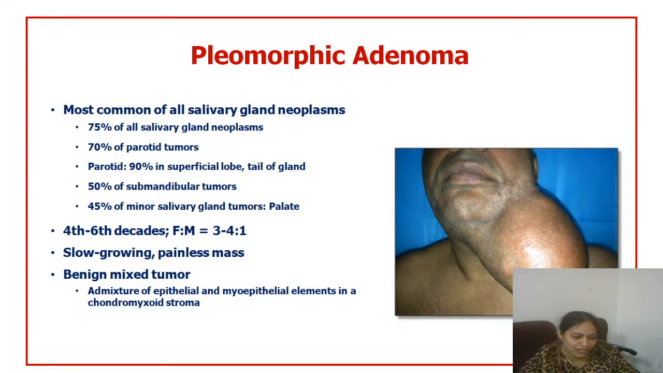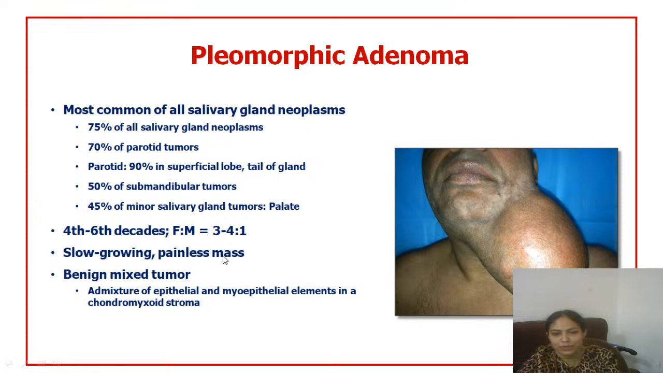Benign tumors, as I mentioned earlier, pleomorphic adenoma is the most common salivary gland neoplasm. It accounts for 70% of parotid tumors, where 90% occur in the superficial lobe, and 50% of submandibular tumors, and also 45% of minor salivary gland tumors, where the most common site is the palate. They're seen in 4 to 6 decades, more common in females.